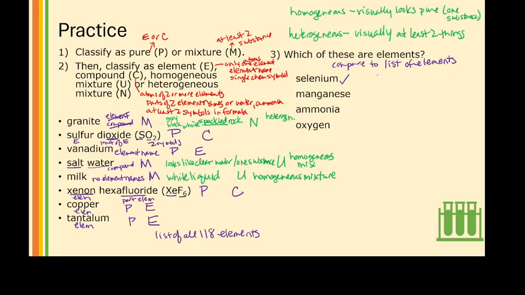So this is an element. This is selenium. This is manganese, which is Mn. Ammonia, no. This is a compound. It's one of the two compounds that I ask you to memorize. And then oxygen, yes, that is an element. Its symbol is O.